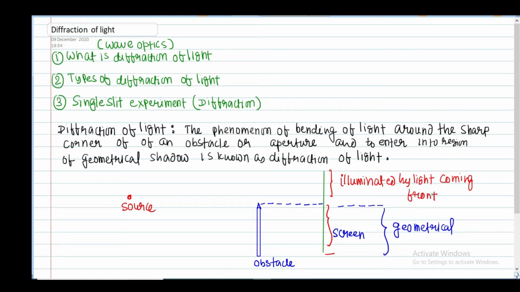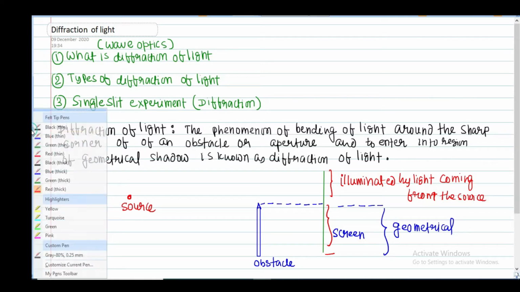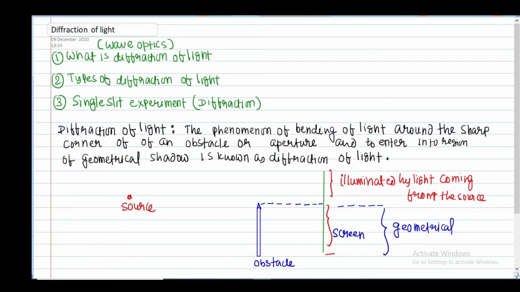But the actual scene is different from this. Suppose light is traveling in all directions from the source. When a light wave comes to this sharp corner, what will happen? It will bend around this sharp corner and may enter into the region of geometrical shadow. So this part will also be illuminated. This phenomenon of light bending around the sharp corner of the obstacle and entering into the region of geometrical shadow is diffraction.